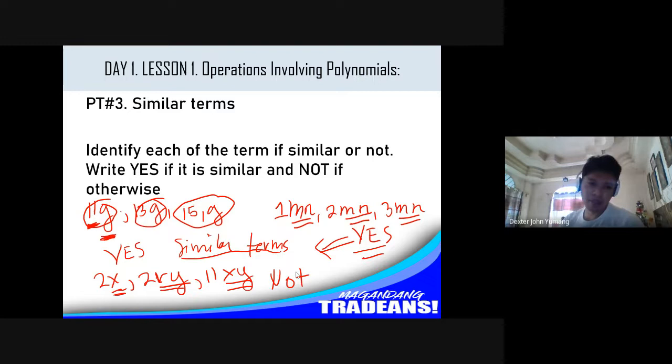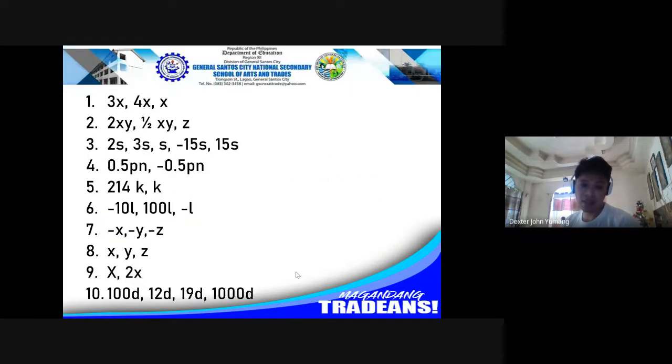Now, in this case, on performance task number 3, I would like you to identify if it is similar or not. Just write the word yes if it is similar, and not if it is not. So in this case, I would like you to answer number 1 to 10. Just write the word yes or not, if it is similar or not. Okay? I'll be giving you 5 minutes for this. 9:15 at 9:20, we will check this one. Name it as performance task number 3. Your time starts now.